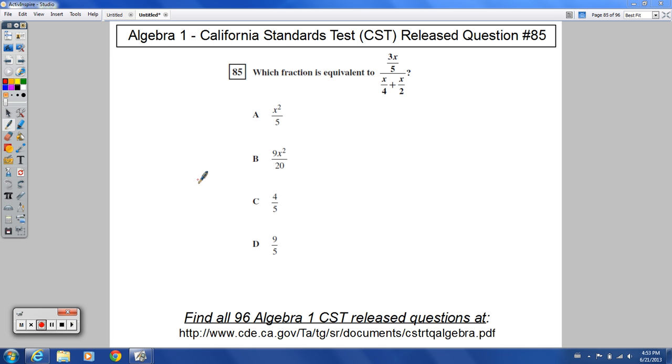Welcome to release question number 85. It says, which fraction is equivalent to, we have the numerator as 3x divided by 5 and the denominator as x divided by 4 plus x divided by 2.